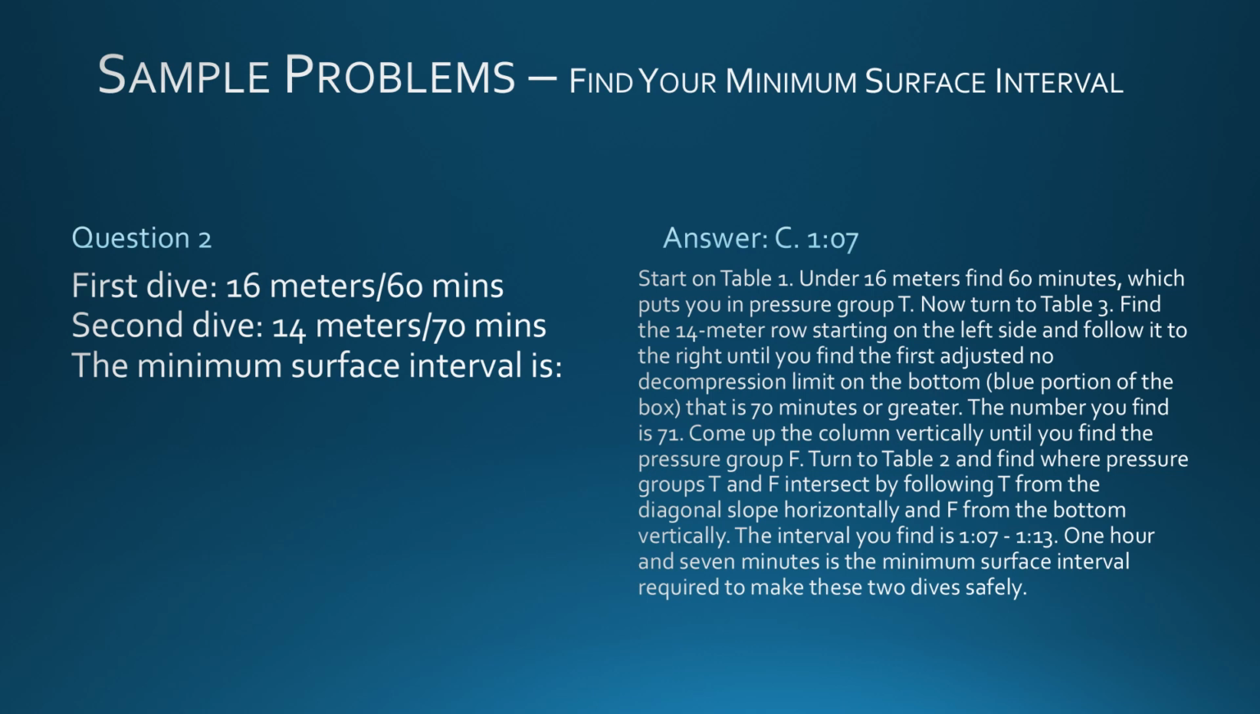Turn to Table 2 and find where pressure groups T and F intersect by following T from the diagonal slope horizontally and F from the bottom vertically. The interval you find is 1 hour and 7 minutes to 1 hour and 13 minutes. 1 hour and 7 minutes is the minimum surface interval required to make these two dives safely.